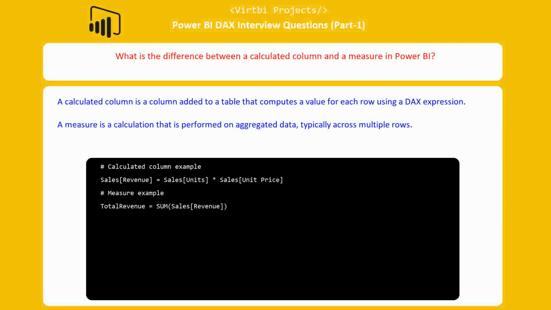In the calculated column example, a new column called revenue is created in the sales table, multiplying units and unit price for each row. In the measure example, total revenue calculates the sum of the revenue column, providing an aggregated value.